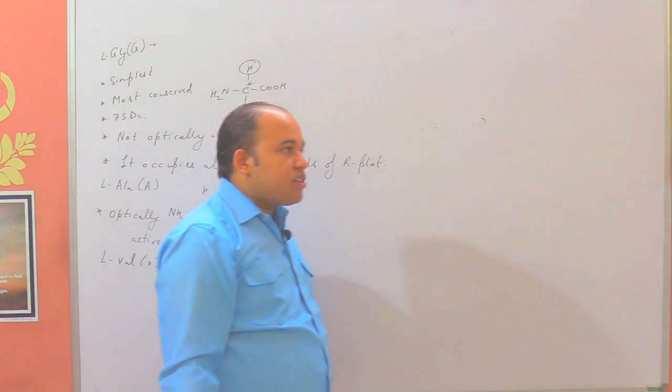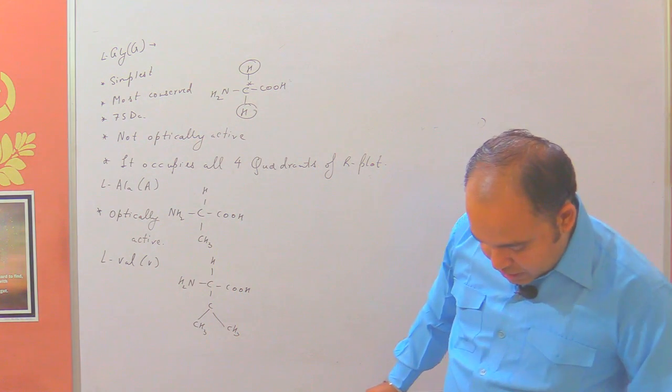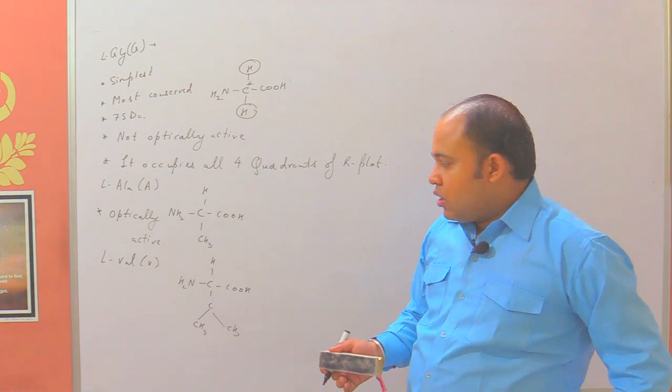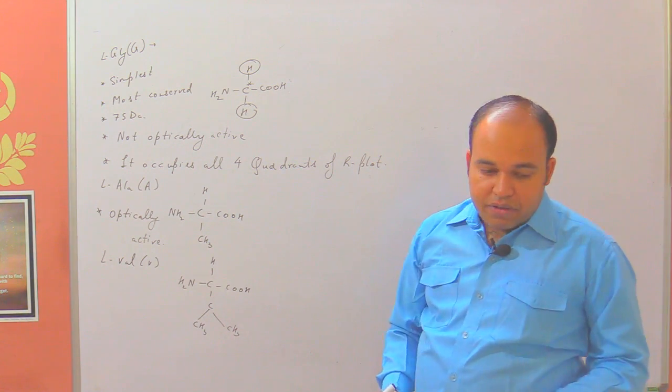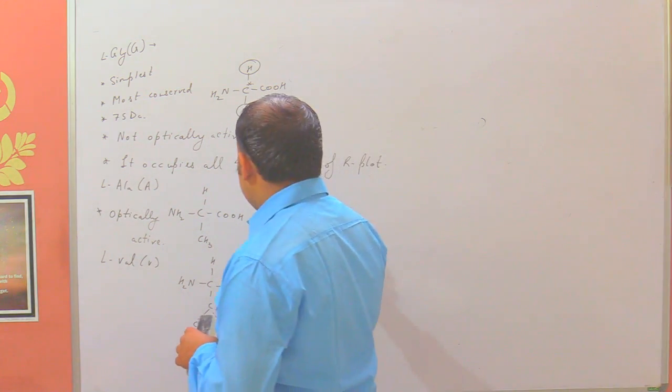This V-shaped structure indicates the structure of valine. So whenever you are talking about valine, you are talking about a V-shaped structure. Now after valine, the next important amino acid is leucine.